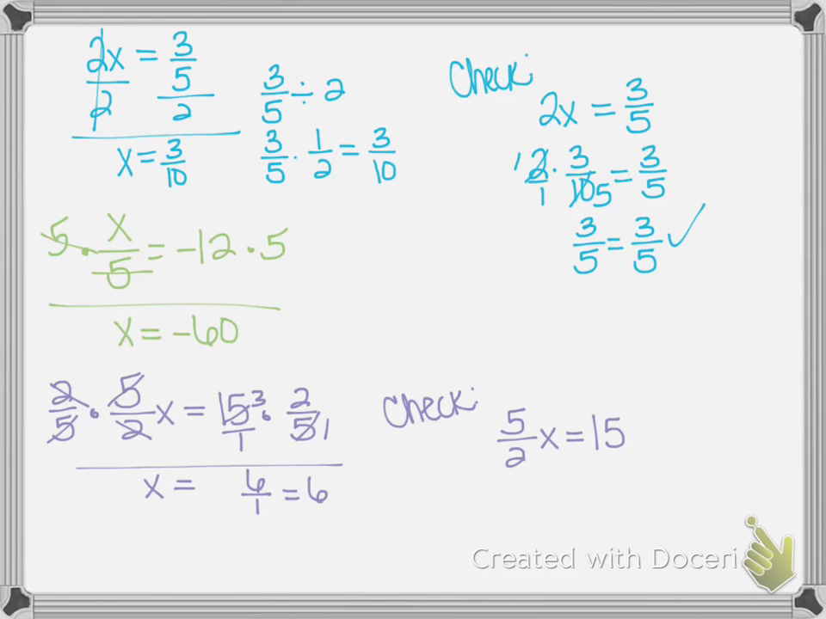Checking my work quickly, so I have 5/2 times x equals 15. Plugging in 6. Doing some cross-canceling. I now have 15 equals 15. Great, I did that correctly. Reminder as you're going through these notes: everything that's on this video needs to be in your notebook.